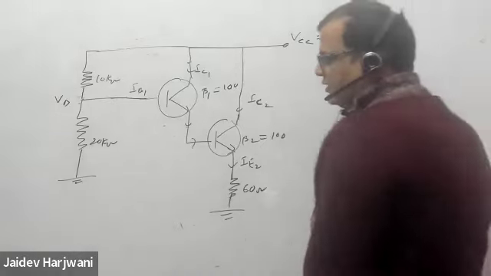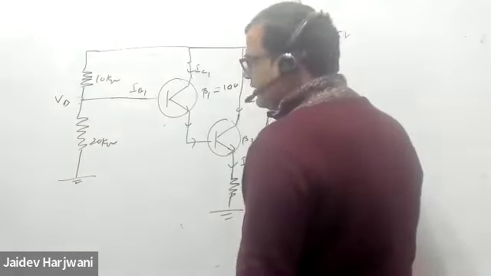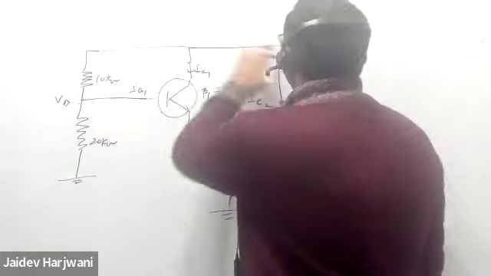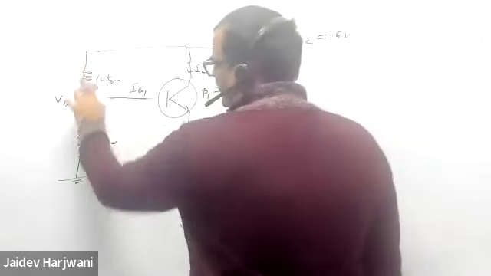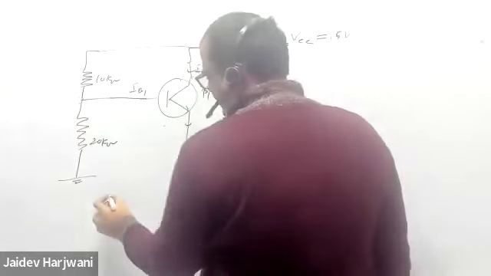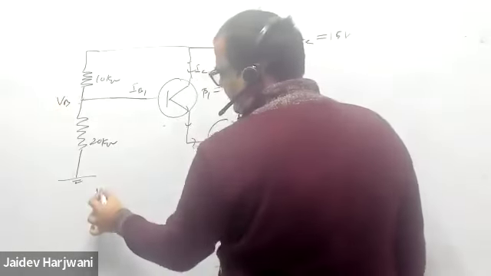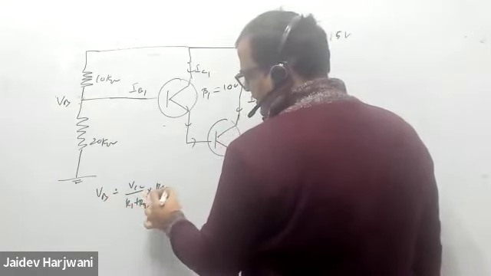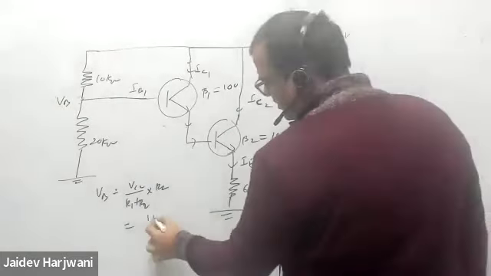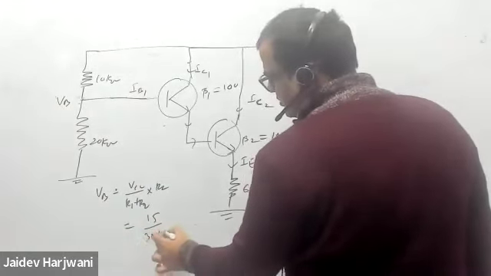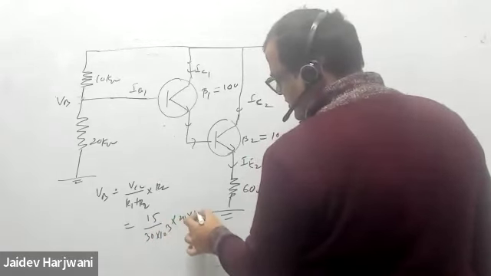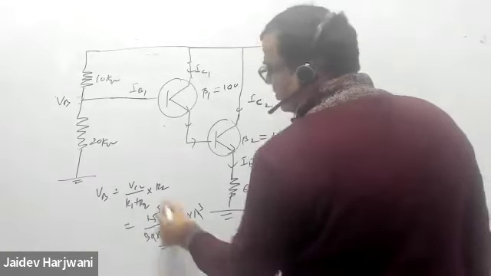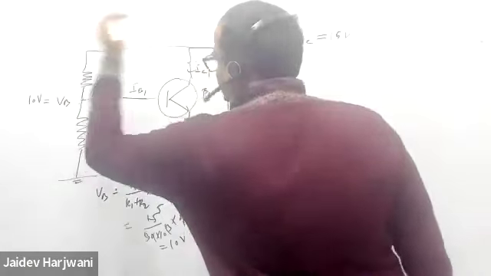Either you can do R Thevenin, or even you don't require to do R Thevenin here. Otherwise, this 15 is getting dropped here and here. We say this is VB. So VB will be your VCC upon R1 plus R2 into R2, that is 15 upon 30 kilo ohm into 20 kilo ohm. So this will come 10 volt. This is your 10 volt.